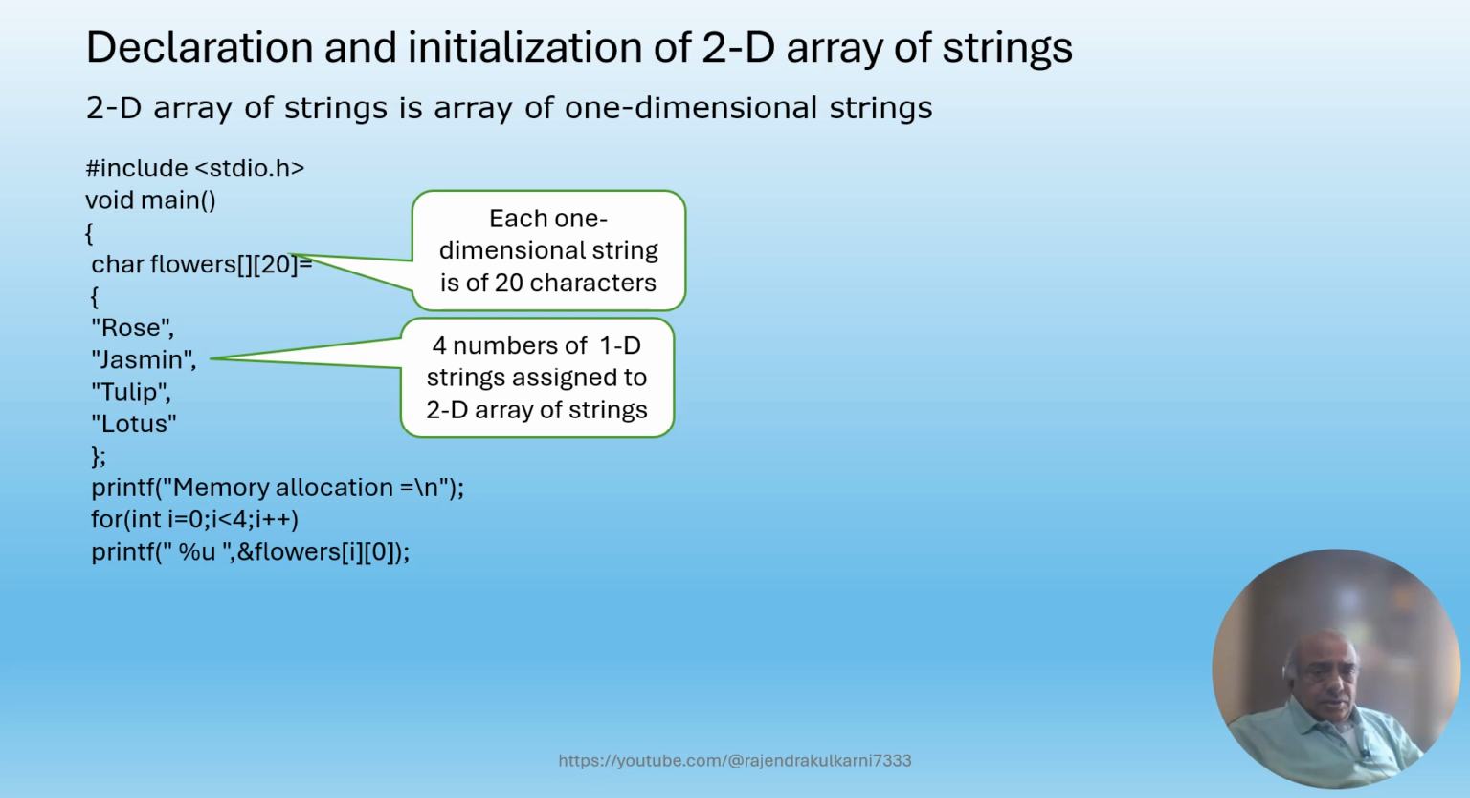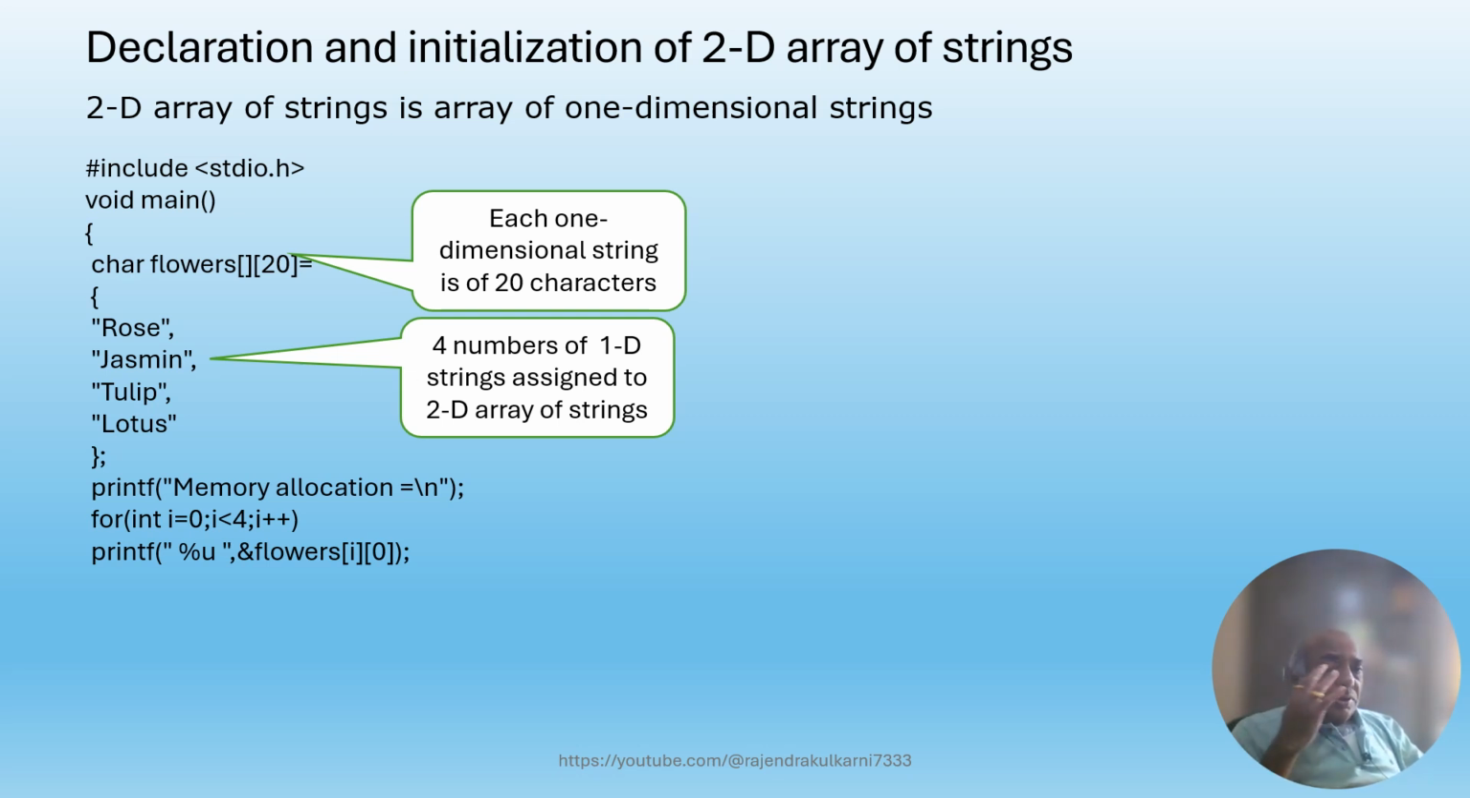Then we try to find out how these strings are stored in the memory, how the compiler allots memory locations to the 2D array of strings. This for loop gives us the memory allocation or memory addresses of these 2D array of strings.